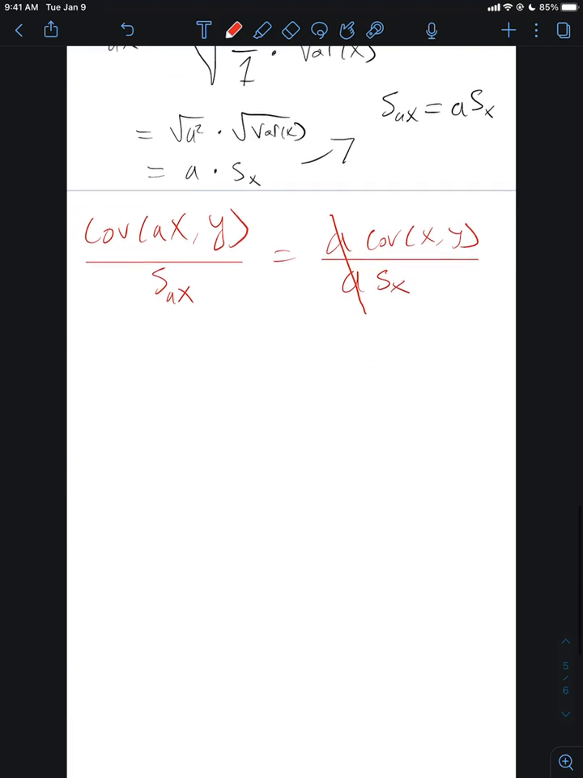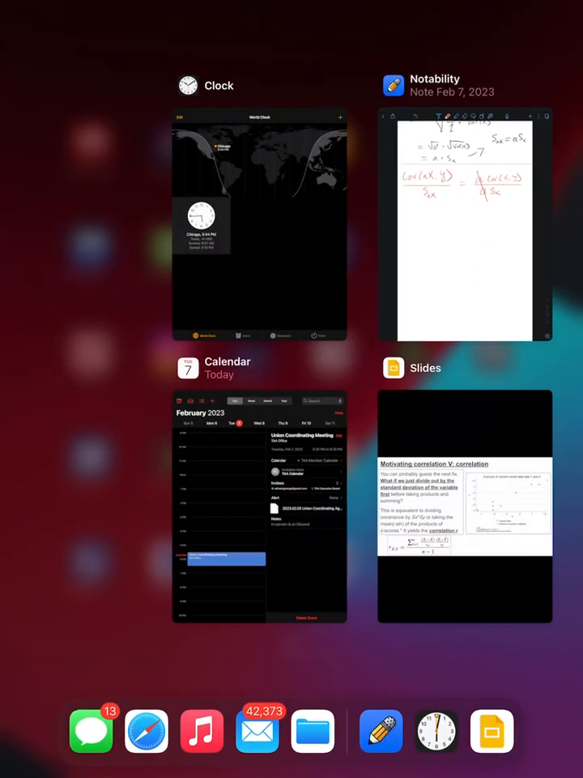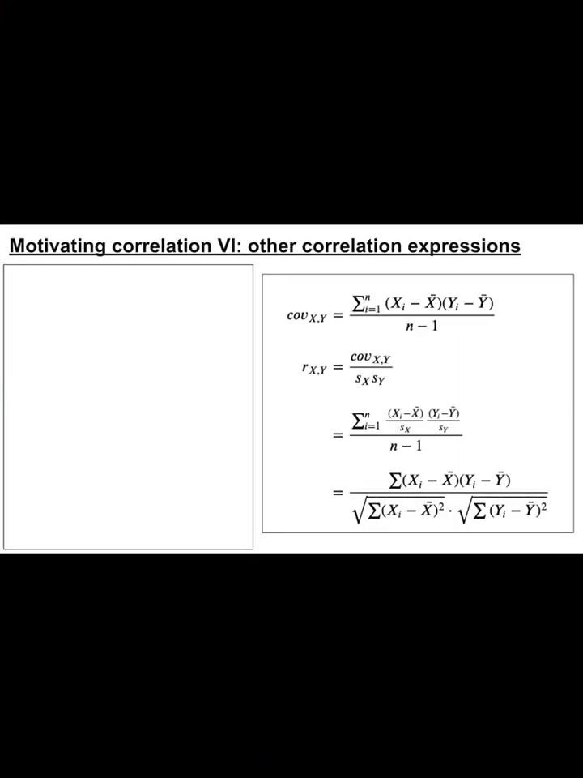So the idea here is that by dividing out by the standard deviation, you can see that if we transform one of the variables x by multiplying by some arbitrary constant a, and then we divide by the standard deviation of that new variable, it just returns basically the covariance of x and y divided by the standard deviation of x. So we might as well go ahead and divide by the standard deviation of x in the first place. So what that gives us is then the correlation coefficient.